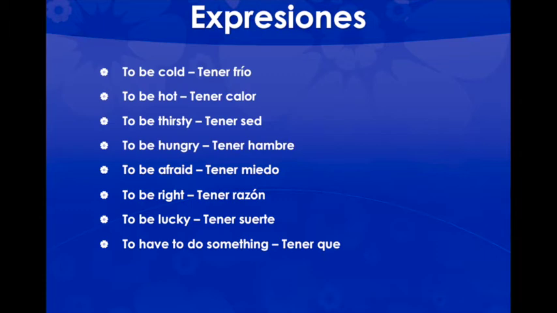And then also we use tener with the expression que to say to have to do something. So if you ever want to say I have to do something, you'd say tengo que, and then you actually use the infinitive again. So tengo que estudiar means I have to study. And finally, to feel like doing something is tener ganas de, or to have the urge or the desire to. So tengo ganas de estudiar is I feel like studying.